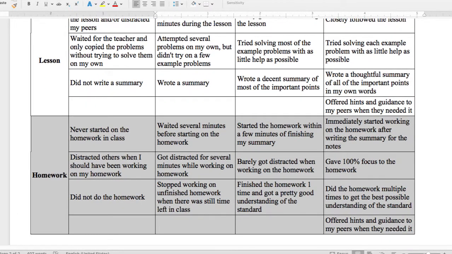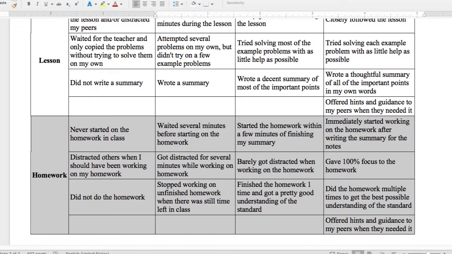And then finally, this is what I'm going to be looking for when you're working on the homework. A level 4 means that you are immediately starting working on the homework. You gave 100% focus. You don't get distracted. You did the homework multiple times to get a 4. Notice that a 3 is only finishing the homework once. 4 is multiple times in order to understand it. If you think that you're a level 4 out of 4 for understanding, I'm okay with you doing it only once. But usually you should be doing it as many times as you need to understand. Not to get 100%, but to understand. And then also offering hints and guidance to people that need it.